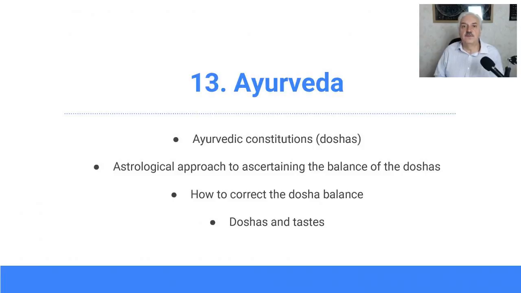One way is with the help of food, because each kind of food has its taste. Some foods are sour, others are sweet, pungent, and so on. And depending on what you want to do, knowing your dosha balance, you can take certain kinds of foods. For example, for Vata, it's very good to take sweet foods, like sweets, but also rice and potatoes are considered to be sweet foods.